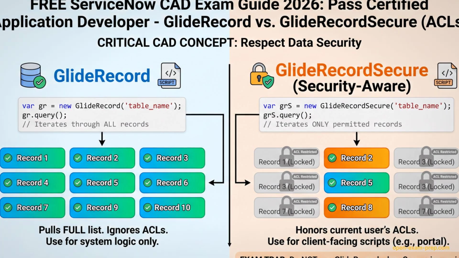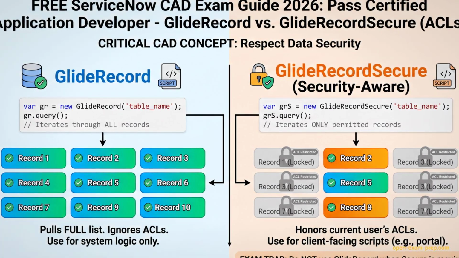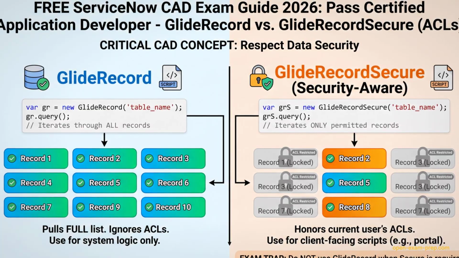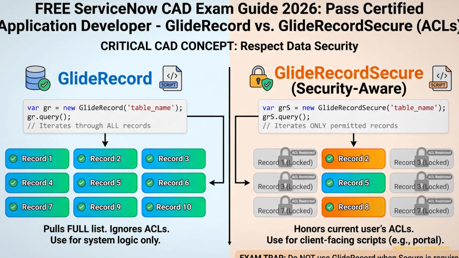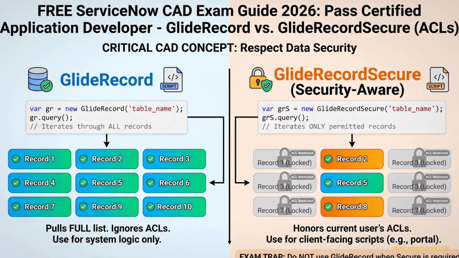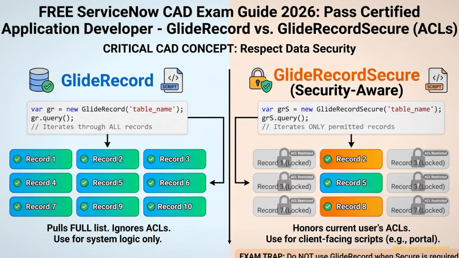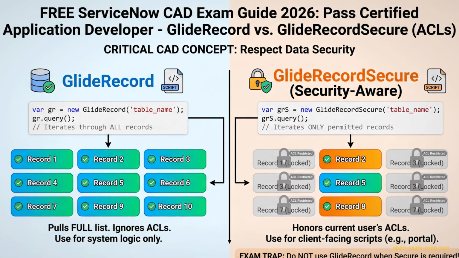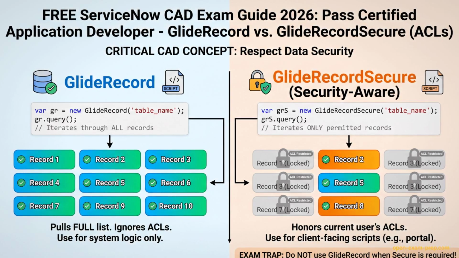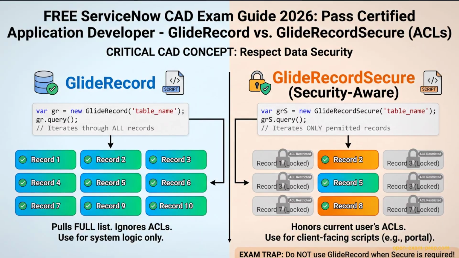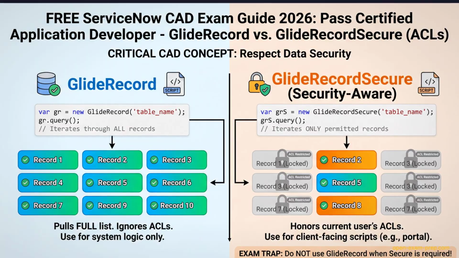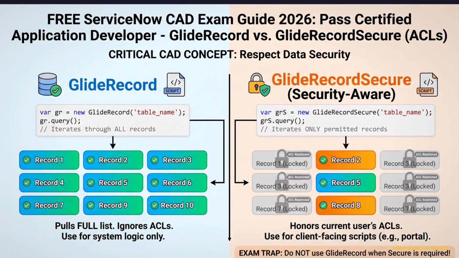For server-side logic, you must master the GlideRecord API. But more importantly, you need to know when to use its security-aware twin, GlideRecordSecure. While GlideRecord can query any data the system can see, GlideRecordSecure automatically honors the current user's access controls, or ACLs. Exam scenarios will often present a situation where a script is being exposed to a client, like in a service portal widget. In these cases, using GlideRecordSecure is the correct answer to ensure data security is not bypassed.